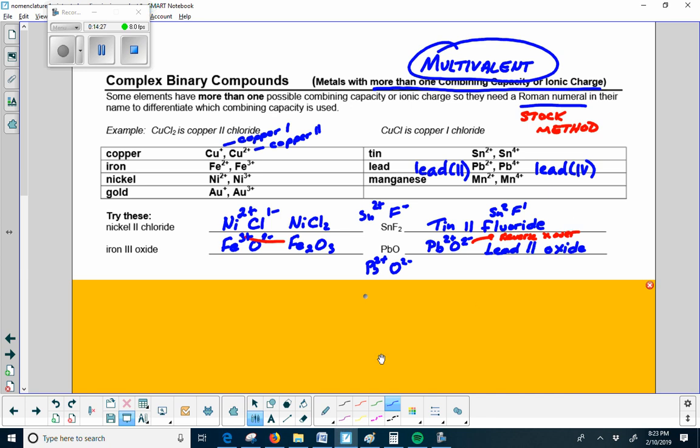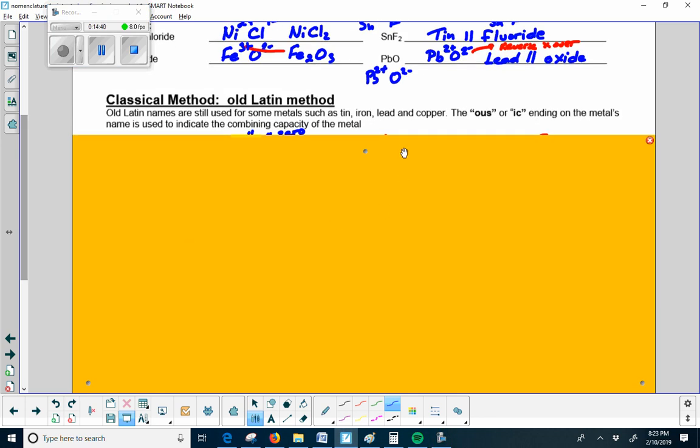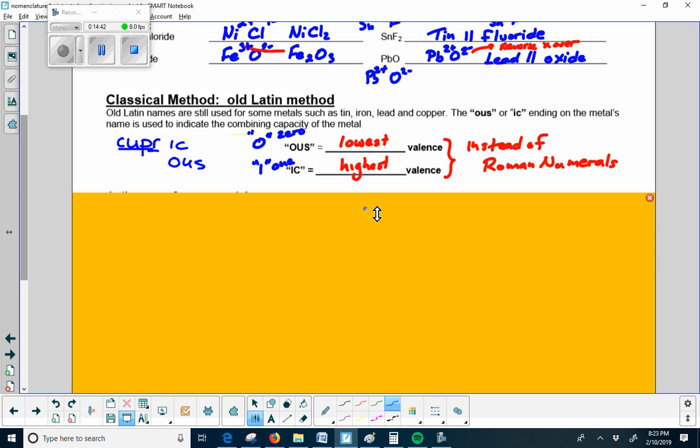That's it. Now next we're going to be looking at an older system of naming. It's called the classical or Latin system, so it's based on Latin names of the elements. Let's take a look at this. The old Latin name, for example, for copper is cuprum. And what you use is you add a prefix, or suffix, sorry. So use cuprum, use the cupr part of it.